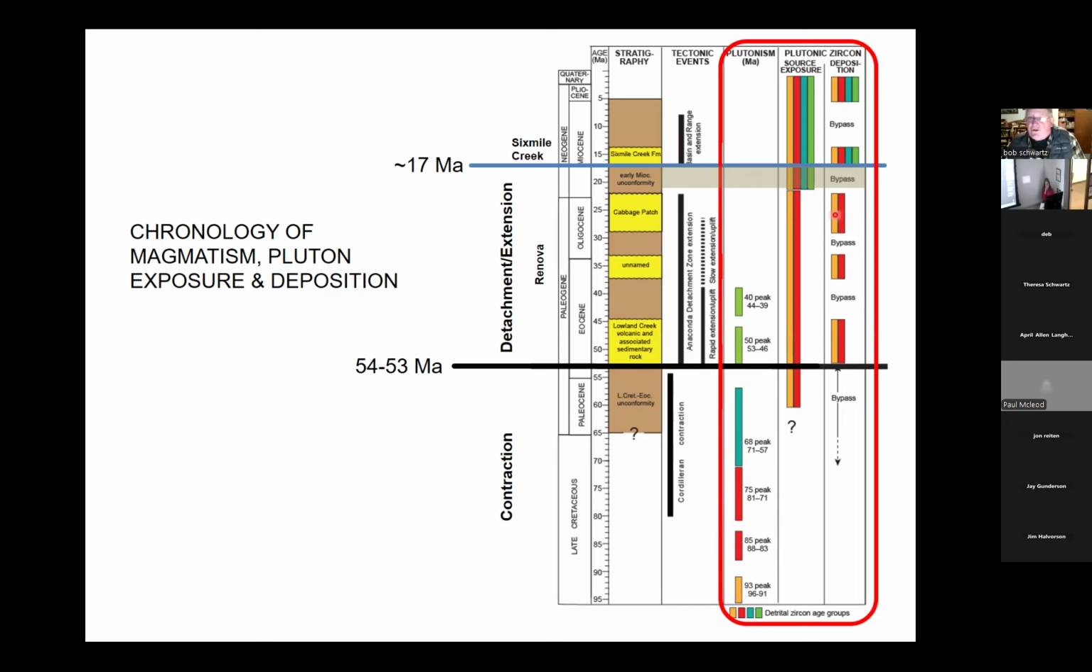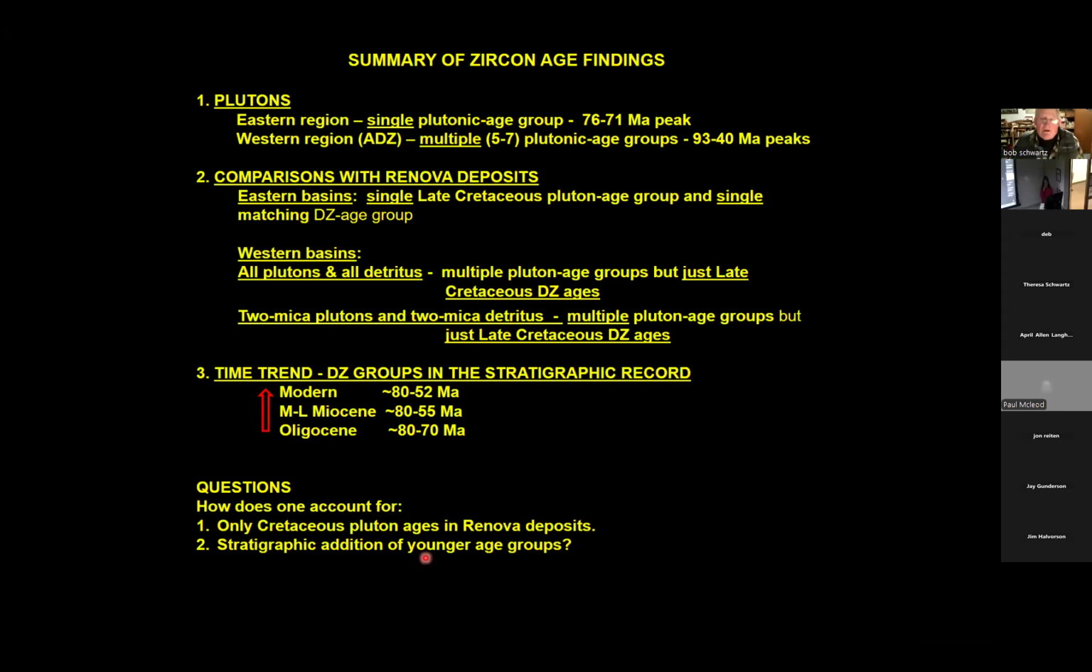When you look at detritus after the early Miocene unconformity up here, we're getting all age groups being deposited in the Six Mile Creek basins, so to speak. So younger ages are being added. So the question is, how does this happen?